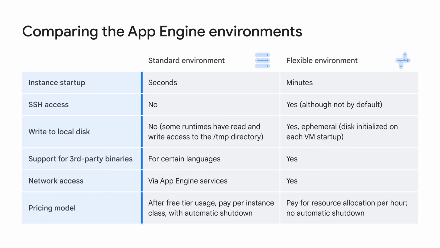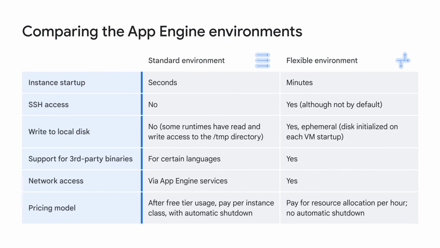So how do these two environments compare to each other? Let's start with the standard environment, which is fast. It starts up instances of your application in seconds, but you have less access to the infrastructure in which your application runs. With the standard environment, you can't use SSH to connect to the virtual machines on which your applications run, and you can't write to a local disk. The standard environment does support third-party binaries for certain languages, and you can use App Engine to make calls to the network. Finally, in terms of pricing, after a free tier usage, you pay per instance class with automatic shutdown.